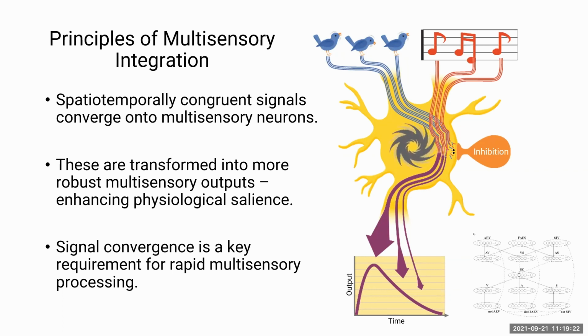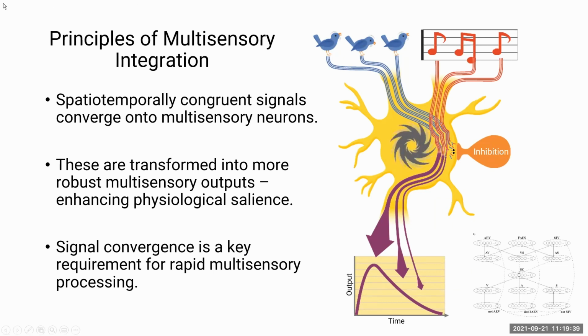Rather, you're seeing streams of information coming into the SC, and it's being transformed into a multisensory output in real time. So these streams of information are coming in, and they're converging onto a single neuron and undergoing this sort of churning transformation.